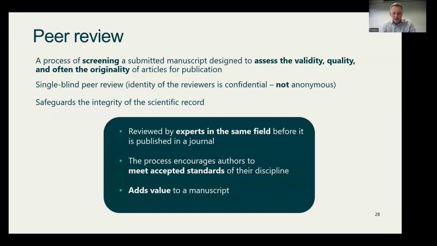The goal is to evaluate the validity, quality, and originality of submitted research. Peer review helps safeguard the scientific record and encourages authors to meet the standards of their disciplines. Importantly, peer review should also improve manuscripts. Constructive reviewer feedback often strengthens a study substantially before publication.